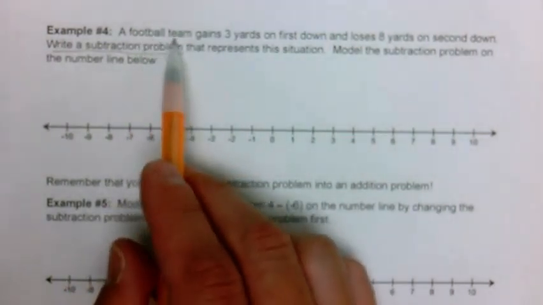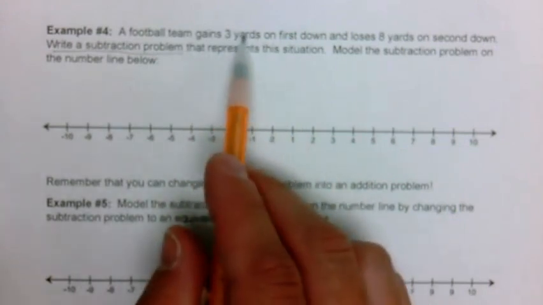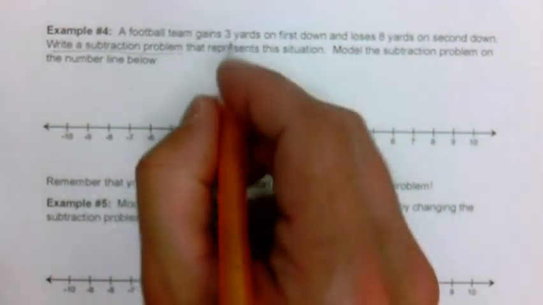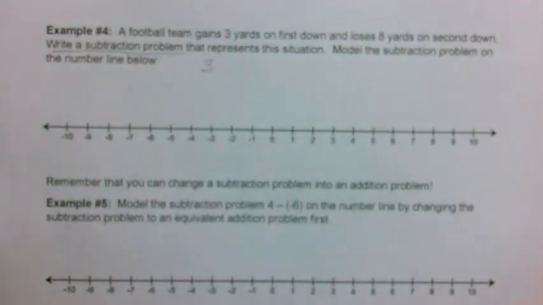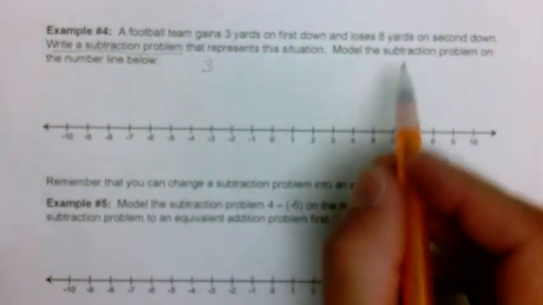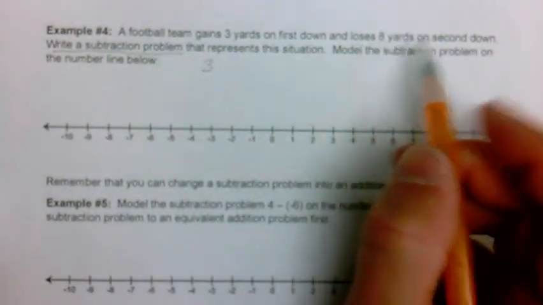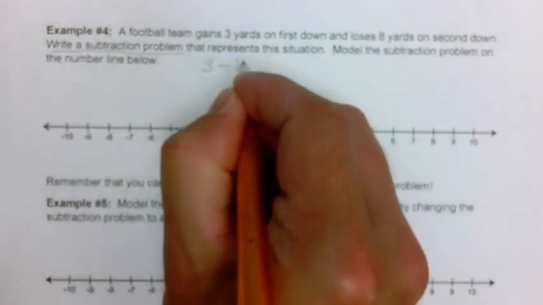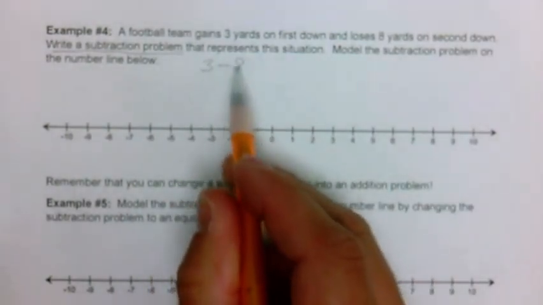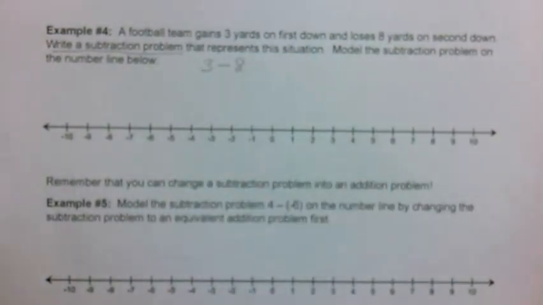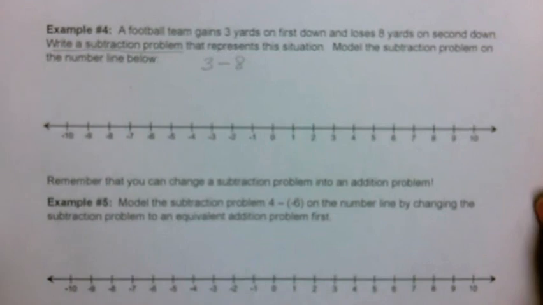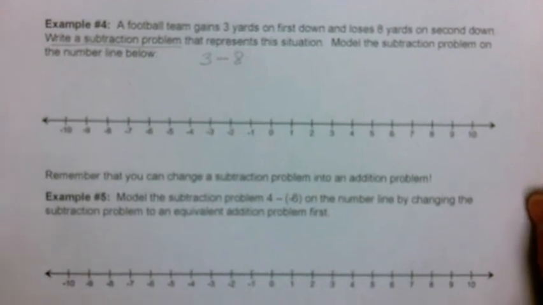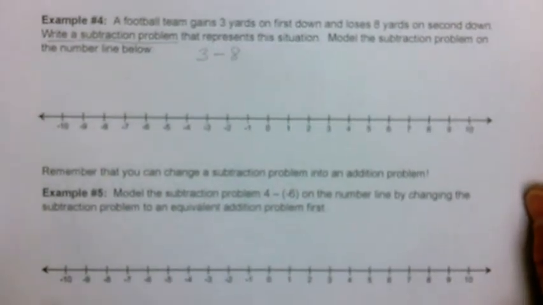Okay, so our football team, they're gaining 3 yards on first down. By gaining 3 yards, that's going to be represented by a positive 3. But on second down, they lose 8 yards. So that means if I'm writing subtraction, I'm going to have to take away 8 yards. 3 minus 8 is the subtraction problem that represents this example. Let's figure out the answer to 3 minus 8, again, by drawing vectors on our number line.